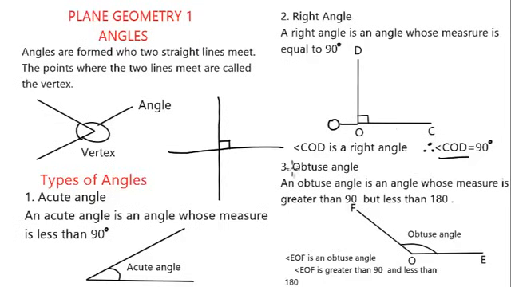Now let's continue to the obtuse angle. An obtuse angle is an angle whose measure is greater than 90 degrees but less than 180 degrees. So now we are out of this quadrant or section. We are here, and the measure is greater than 90 degrees. We have moved from here to this side, and it is less than 180. It is greater than 90 but less than 180.